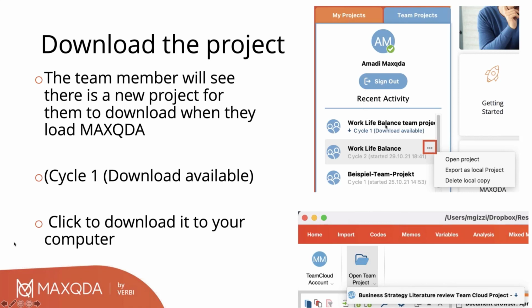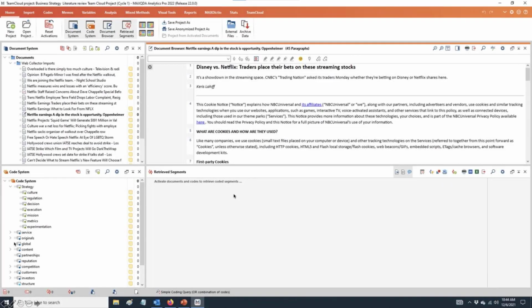From the main page, you could click on that and download it, or if you were in an existing project, you could go to the TeamCloud menu and under Open Team Project, you would see Business Strategy Literature Review TeamCloud Project with a little down arrow, meaning you can download it to your account. So that's what you do. Download it to your computer. Depending on the size, it might take a minute, but it's not long. Now all of a sudden, that is completed and you have the exact project file that the team lead has.